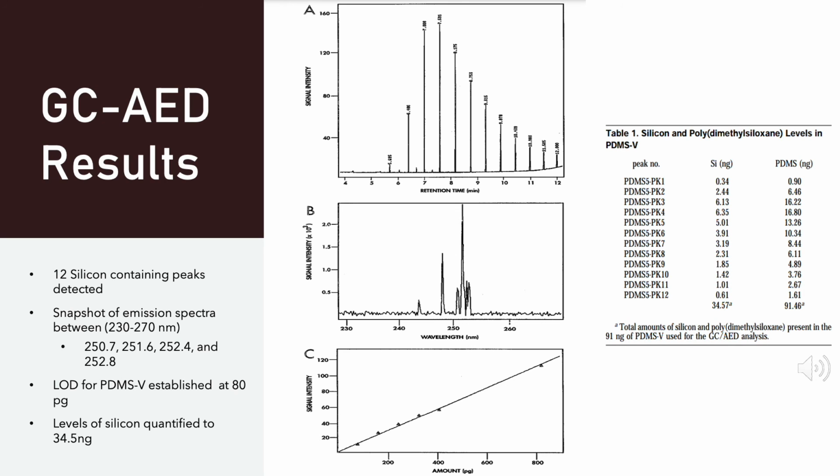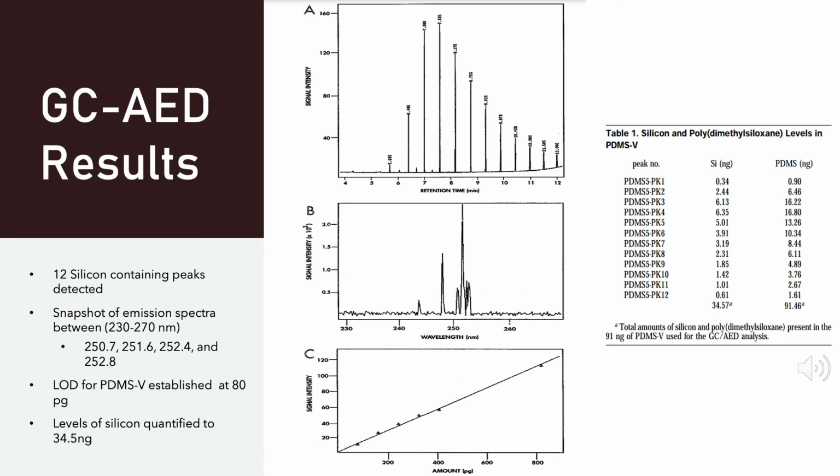As you can see, there's peaks at 250.7, 251.6, 252.4, and 252.8. These are all directly correlated to silicon and are important in the quantification of silicon. The level of silicon was quantified through the OPS standard. This is shown in Table 1.